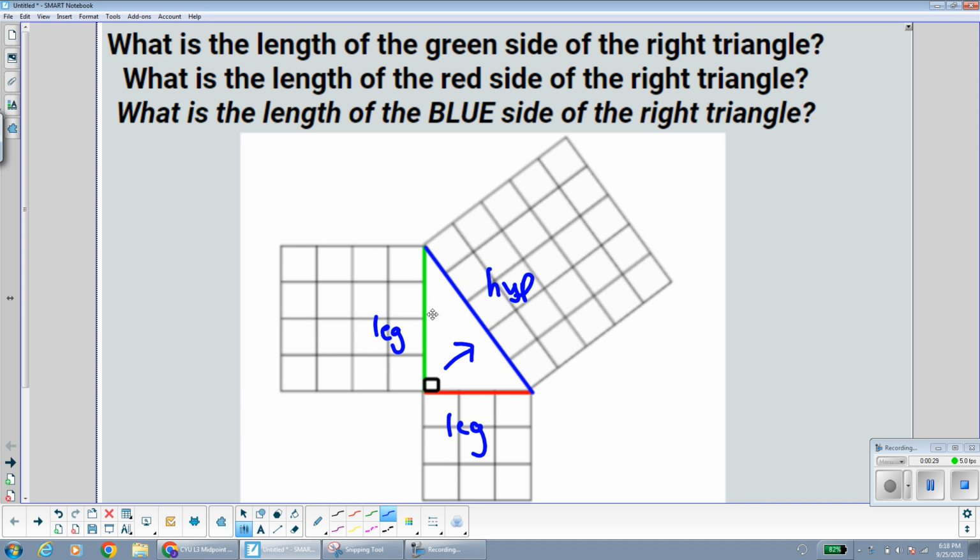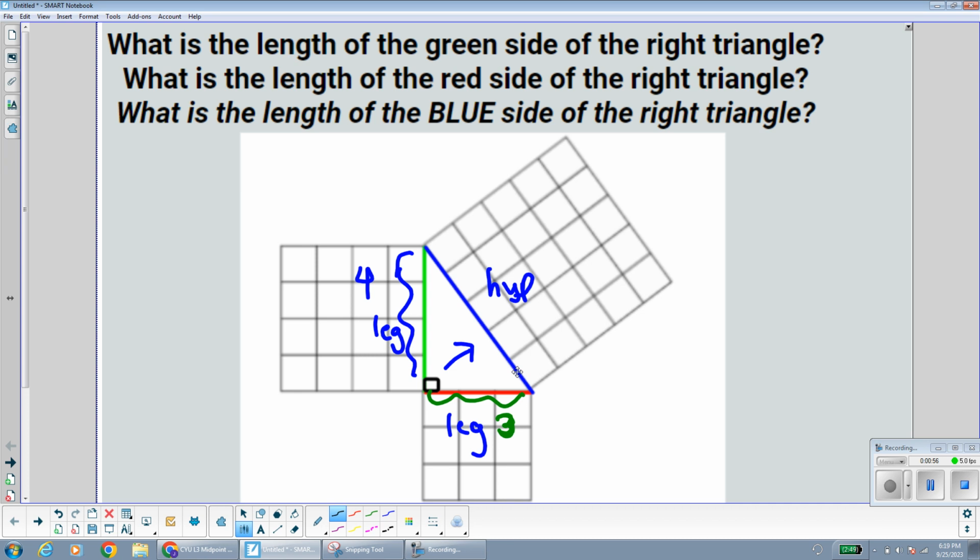So what we're going to do first is find the length of the green leg of this right triangle, and that's 1, 2, 3, 4. And then I'm going to find the length of the other leg of the right triangle, and that is 3. 1, 2, 3. And our goal is to find the length of the blue side, the hypotenuse of the right triangle. Now we can't just count the boxes because it's a slanted line. So that's where we're going to have to do something a little bit different.